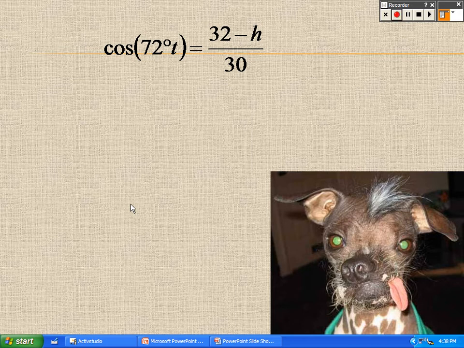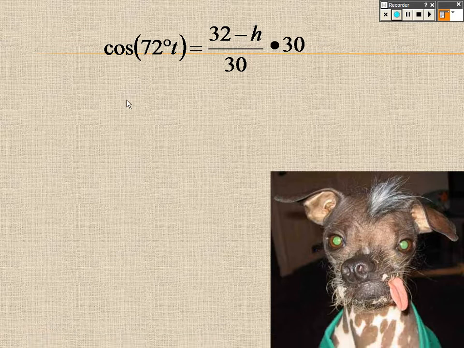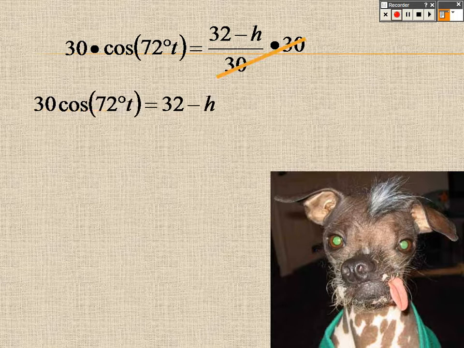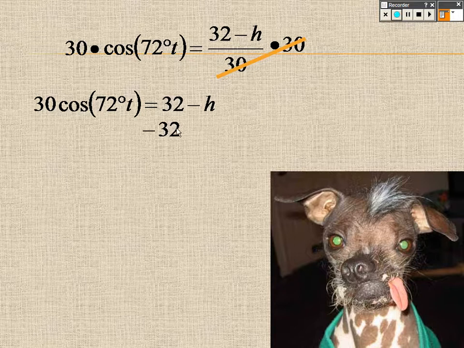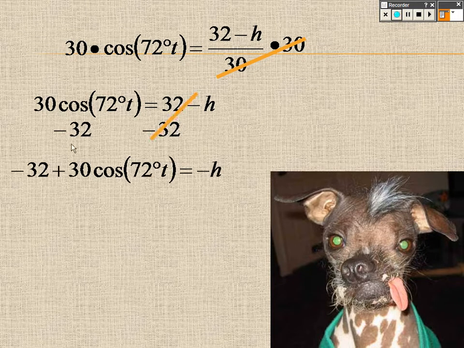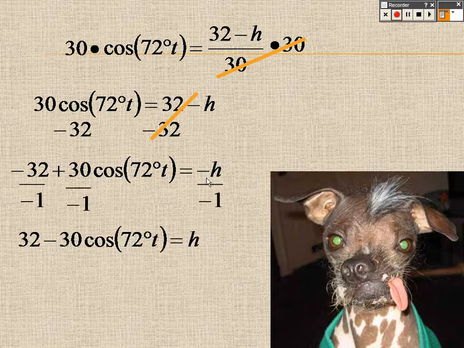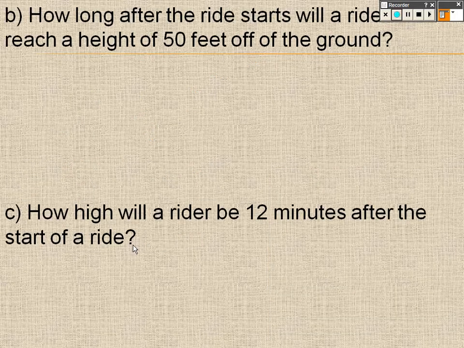Okay, so finishing up that Ferris wheel problem, we ended up figuring out up to this point. To solve for h, I would multiply by 30 on both sides to get 30 times cosine of 72 degrees t minus 32. So now with negative 32 plus 30 times cosine of 72 degrees t, and then since I need to get h by itself, divide everything by a negative. So it'd be 32 minus 30 times cosine of 72 degrees t, which is what h would be.